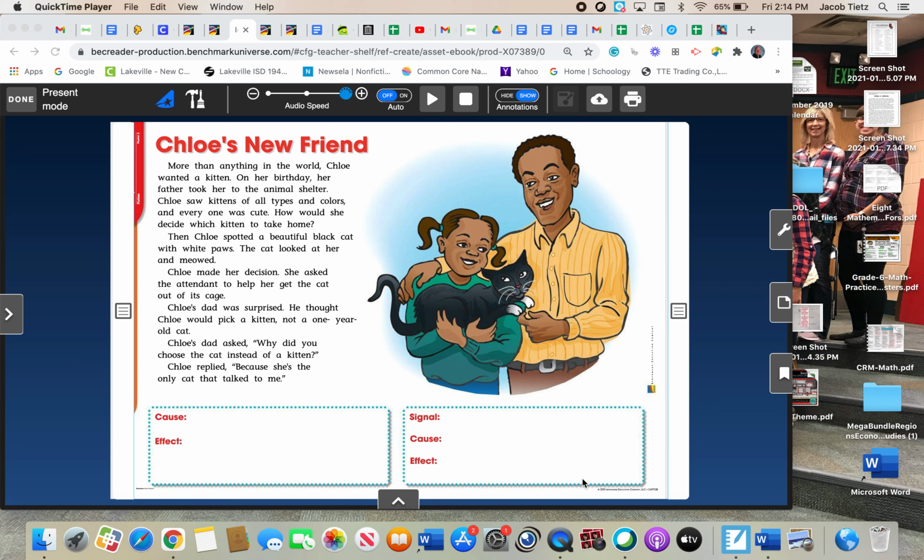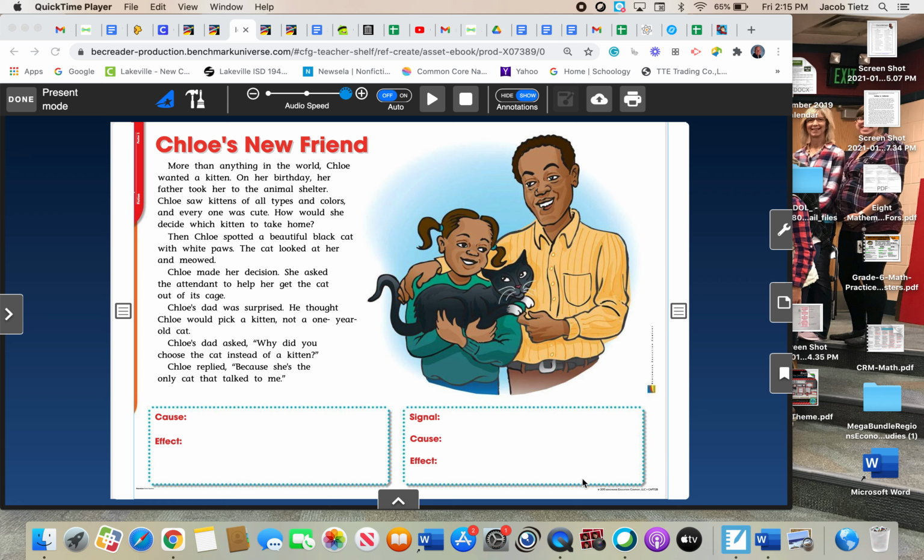More than anything in the world, Chloe wanted a kitten. On her birthday, her father took her to the animal shelter. Chloe saw kittens of all types and colors, and every one was cute. How would she decide which kitten to take home? Then Chloe spotted a beautiful black cat with white paws. The cat looked at her and meowed. Chloe made her decision. She asked the attendant to help her get the cat out of its cage.